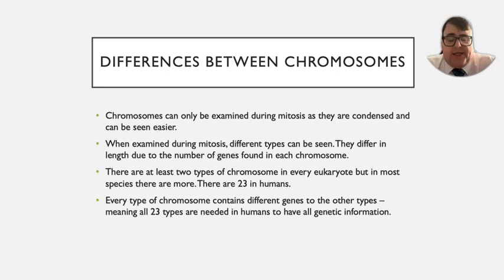Like we said in humans last week, there are 23 chromosomes in humans, 23 different types. Every type of chromosome that we have, so for example in humans, all 23 have different genes to each other. That means we need all 23 types to have all the genetic information to actually survive.